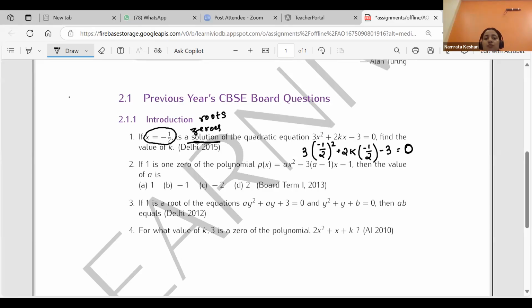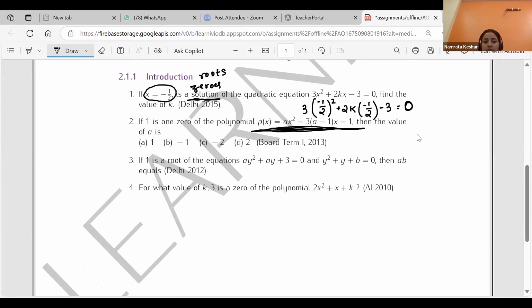If 1 is one of the zeros of the polynomial, can you see your polynomial? The second one, ax square. The polynomial is ax square minus 3a minus 1 x minus 1. To both of you I have given the quadratic equation, a little bit of the introduction class. So here if I ask what is a, what is b, what is c, you will not get confused, right? Yes, ma'am.